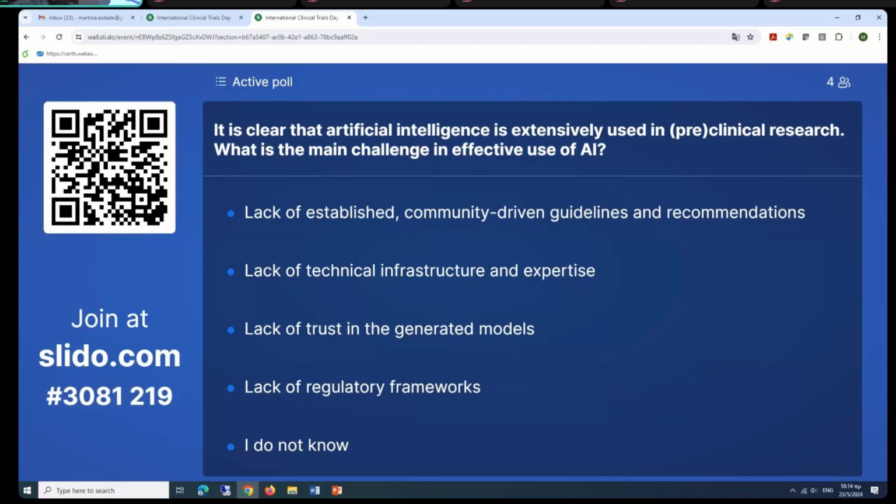The first one is the lack of established, community-led standards, guidelines, recommendations. In other words, best practices that a particular community, like the clinical research one, says are the best ones. The second is the technical infrastructure. You cannot run AI if you don't have the infrastructure and expertise to do so. The other one is trust of the AI models, the AI processes. And finally, if you want to go top down, lack of regulatory frameworks. And of course, there's also the option, I don't know.